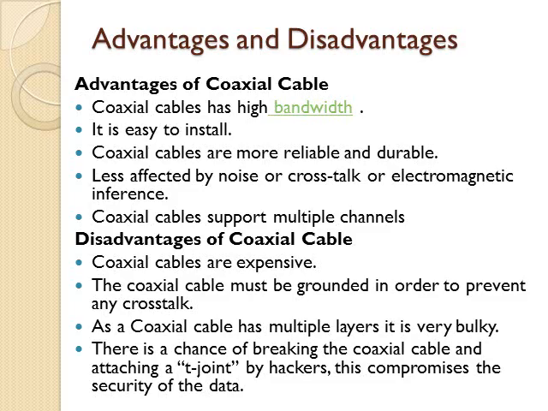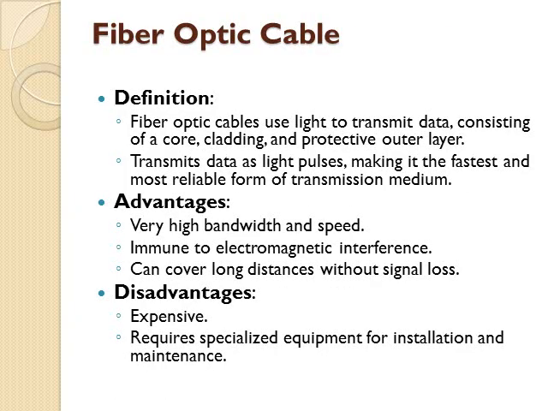Advantages and disadvantages. Advantages are that coaxial cables have higher bandwidth and are easy to install. Coaxial cables are more reliable and durable, and less affected by noise or crosstalk. Disadvantages are that it is very expensive and must be grounded in order to prevent any crosstalk. As a coaxial cable has multiple layers, it is very bulky. There is a chance of hackers breaking the coaxial cable and attaching a T-joint.